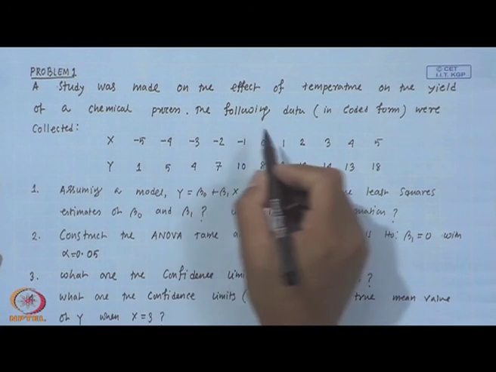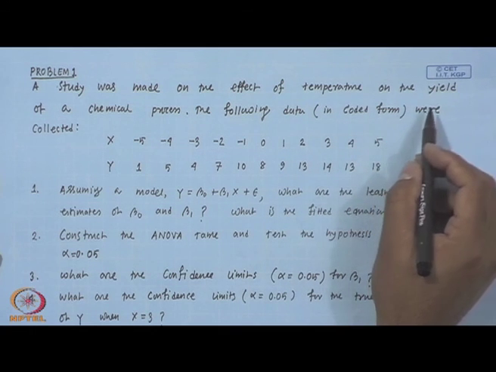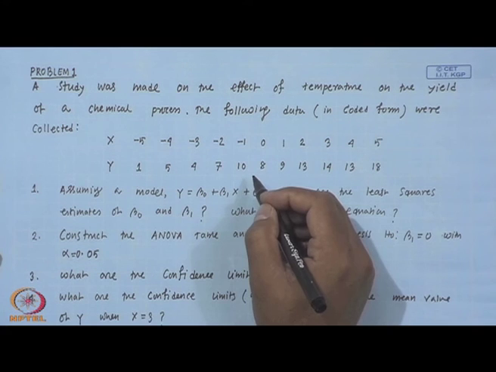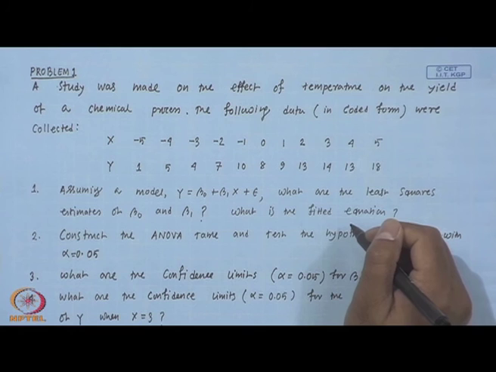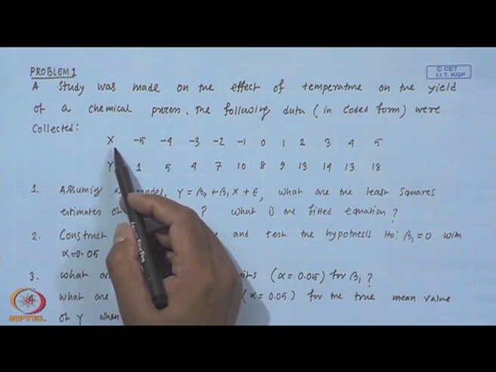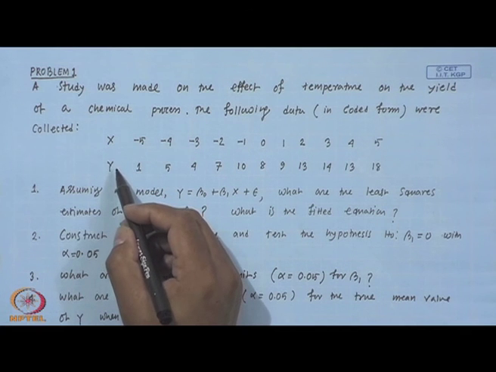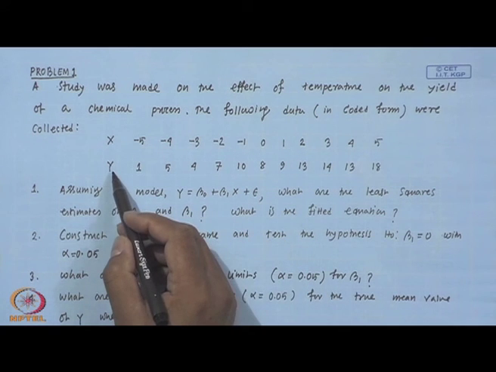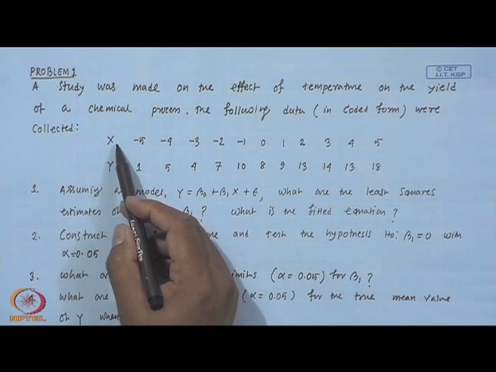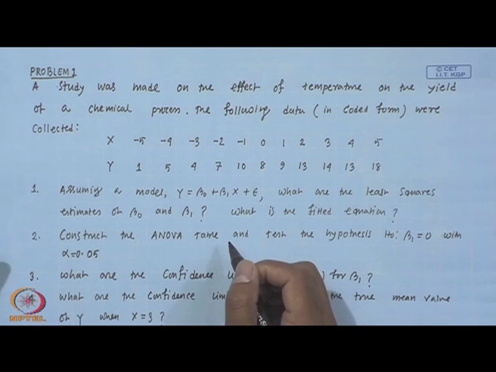A study was made on the effect of temperature on the yield of a chemical process. The following data were collected in a coded form. So, x stands for the temperature and y is the yield of a chemical process. So, y is the response variable and x is a regressor variable, and we want to fit a simple linear regression model here.